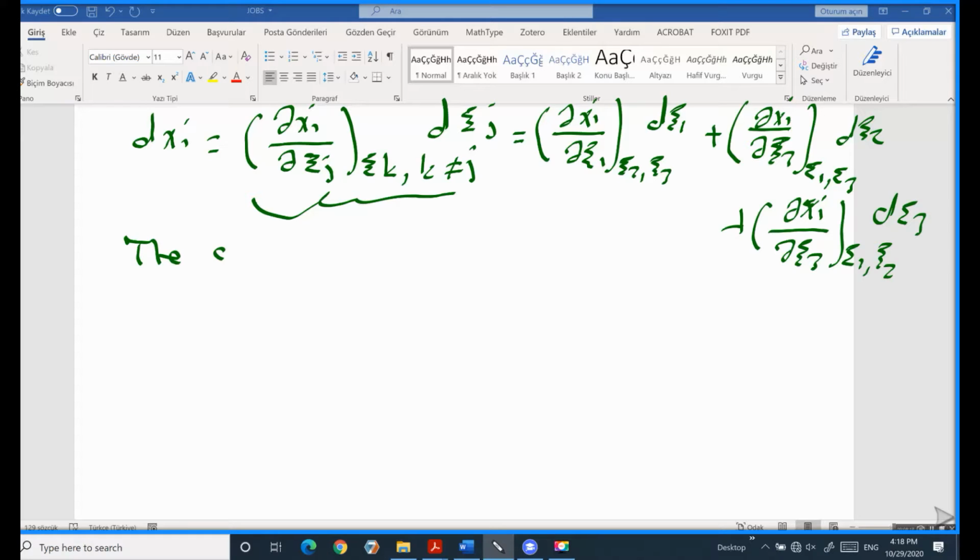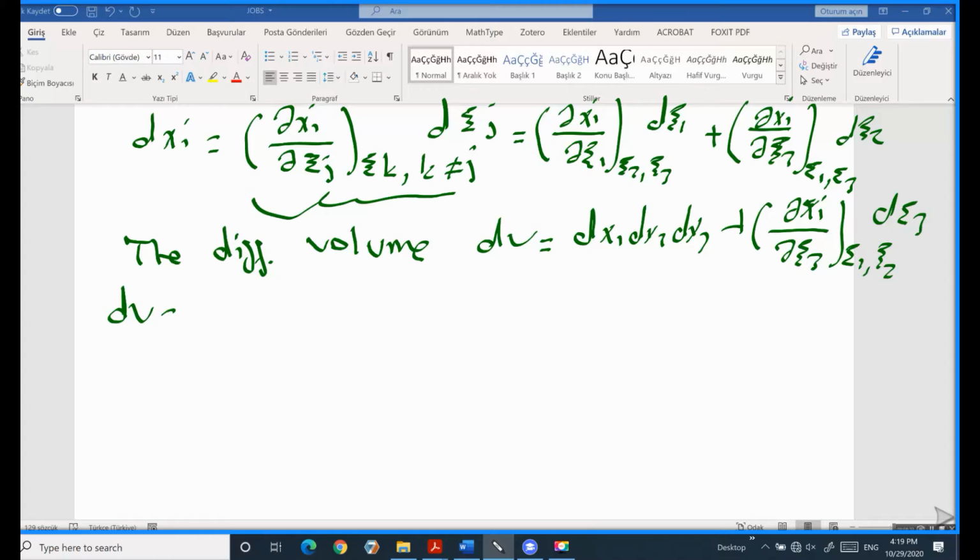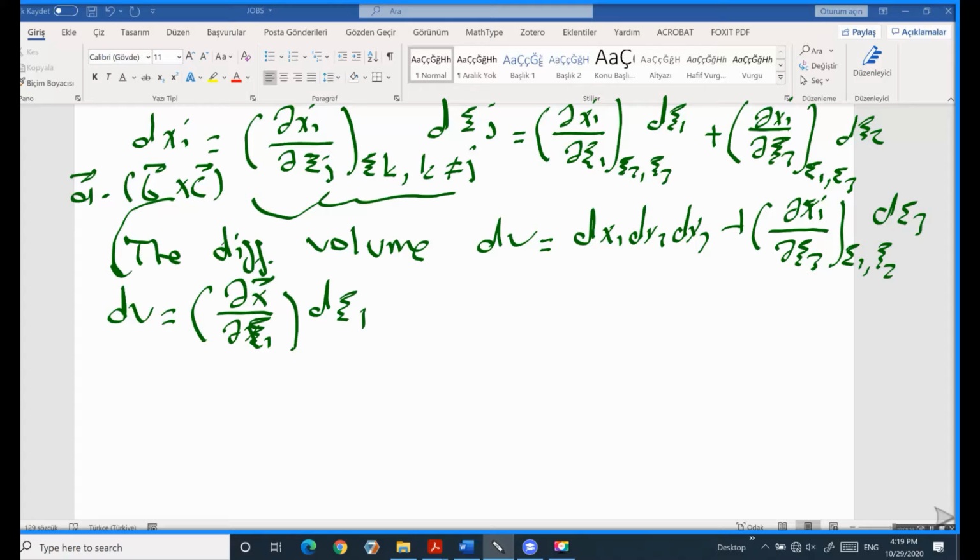Now the differential volume is dV, dx1, as I showed before, dx2 and dx3. I write my differential volume because, as I showed before, the differential volume can be shown as the dot product between dx and the cross product of the others, where this x is the position vector.